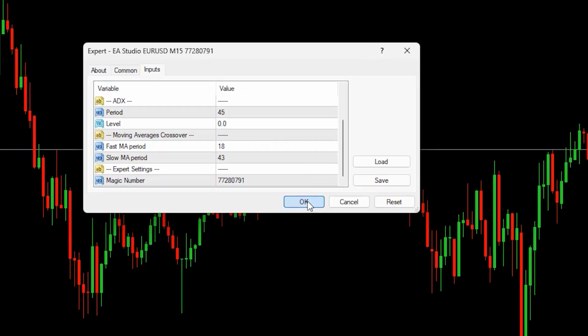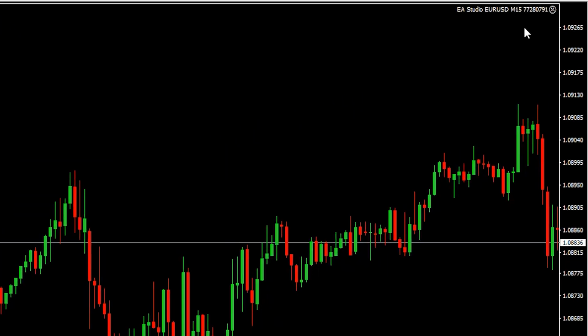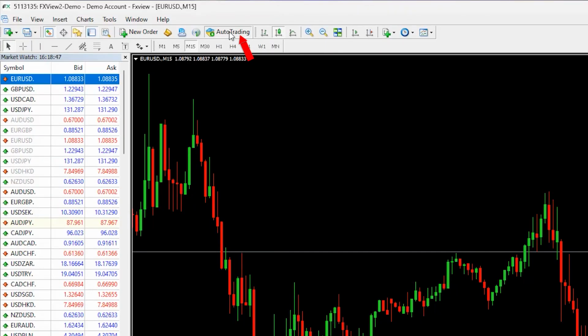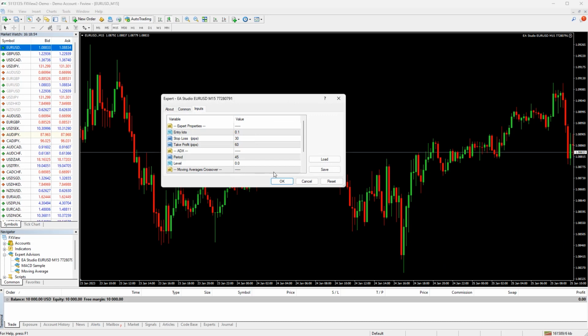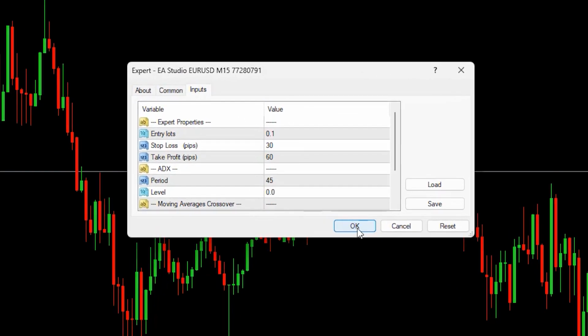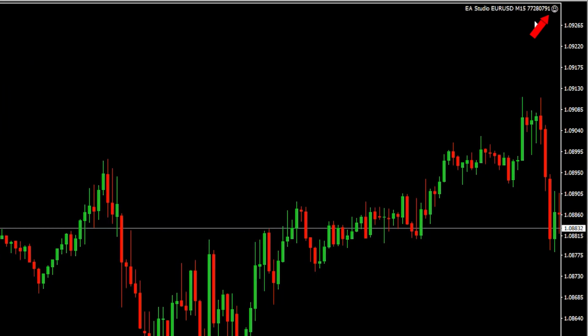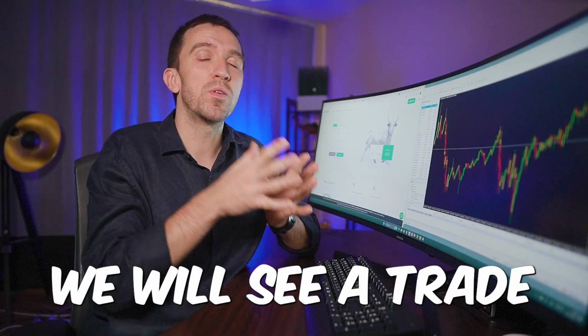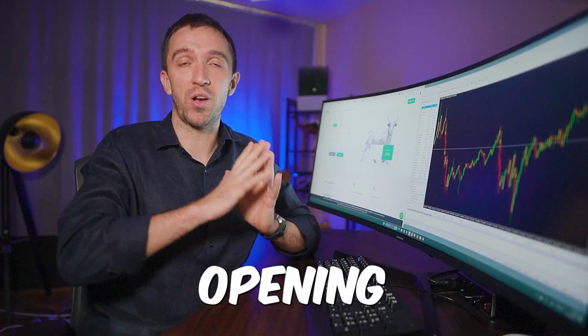I will click on OK and you will see that I have a sad face in the top right hand corner because I didn't enable auto trading, and I did that on purpose to show you that first you need to enable auto trading, then you need to drag the expert advisor over the chart, hit OK, and now we have the smiley face. So whenever we have the entry signal, we will see a trade opening automatically.